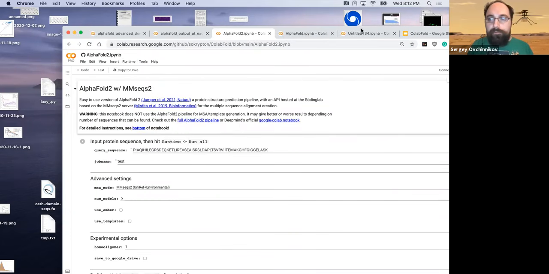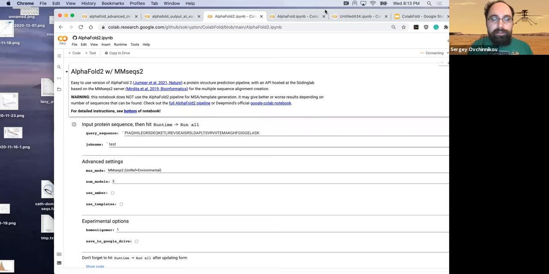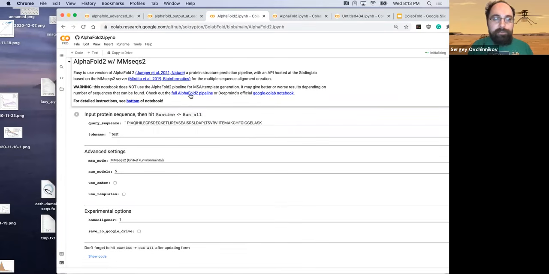Okay, so whenever you open up the notebook, you get something like this. And what you have to do is press connect. And so this will connect to the notebook. And the thing that we do is we give you some options here. So first off, you can change the sequence that you want to model. You can give it a job name, and this could be useful because when the job is done, it will save your run into a directory with this job name. And so it would be nice to organize those files, but you could just keep test the same if you want to.